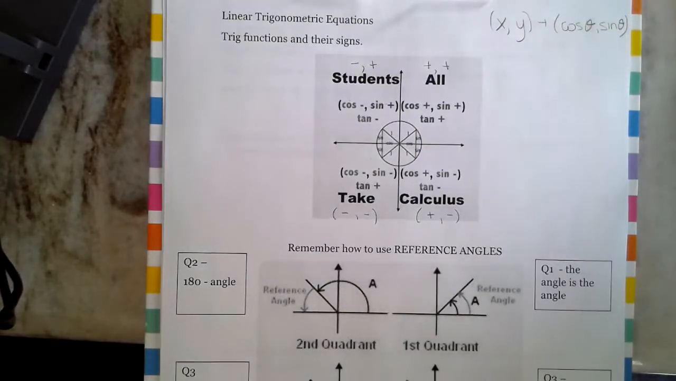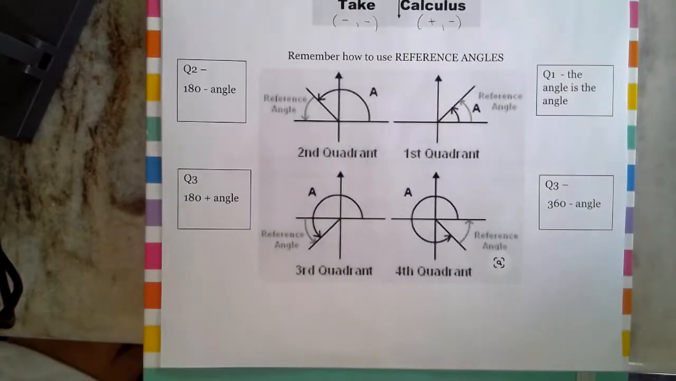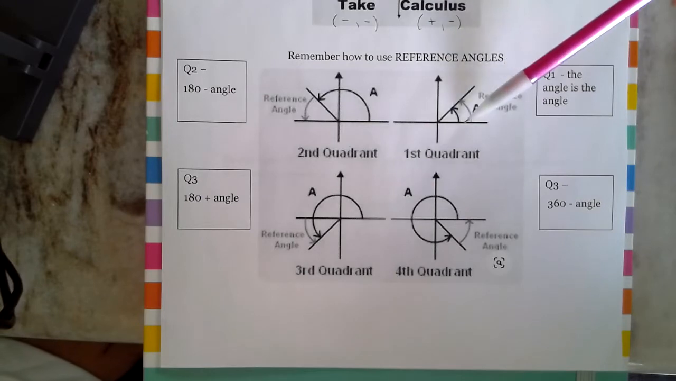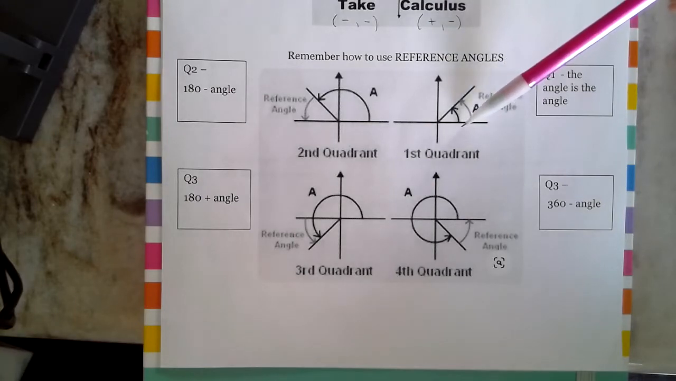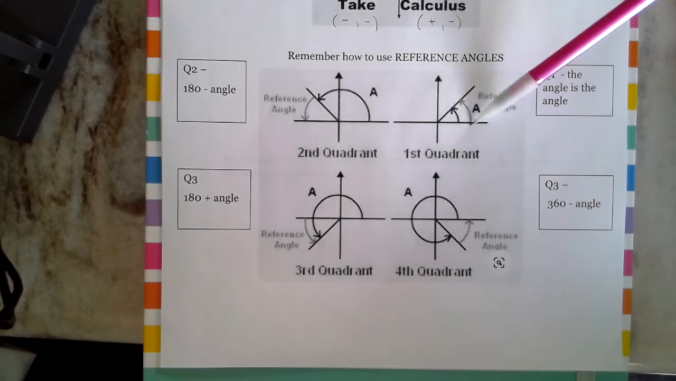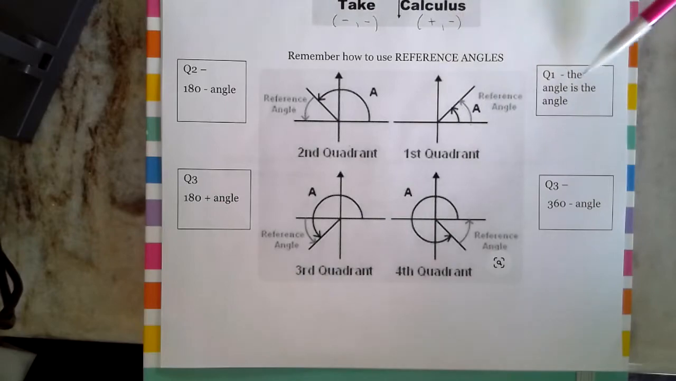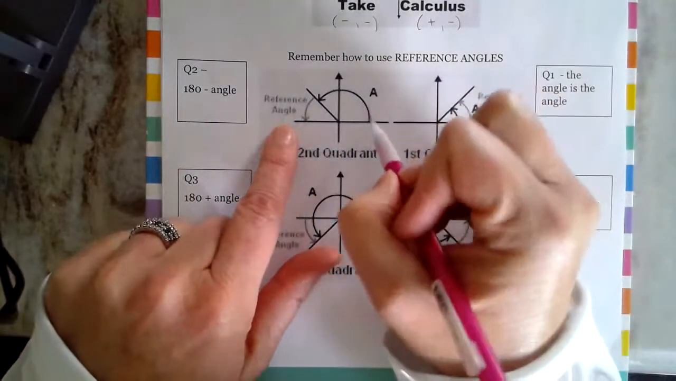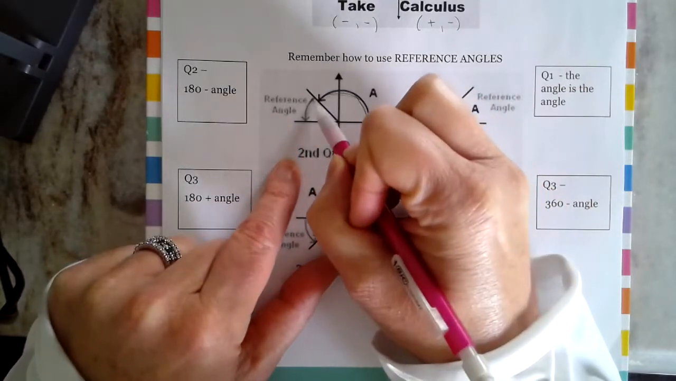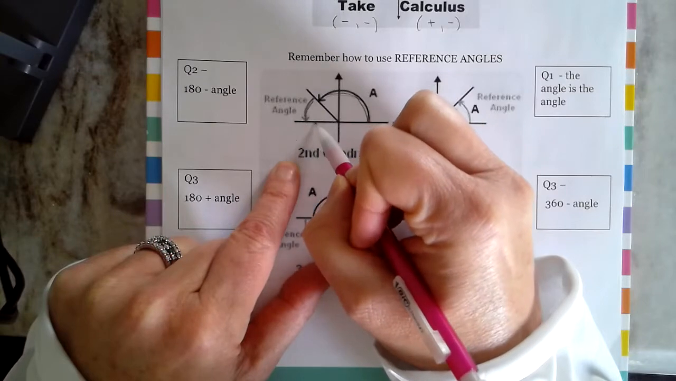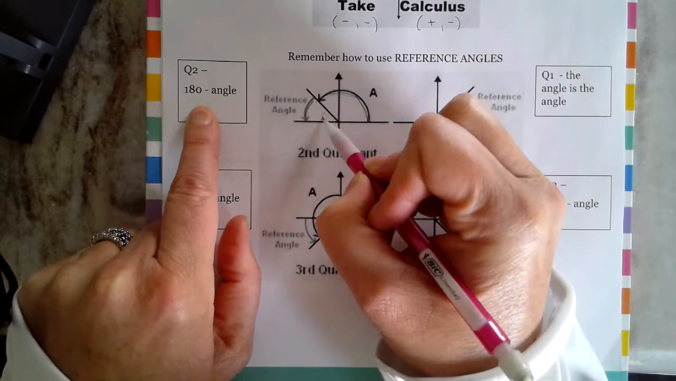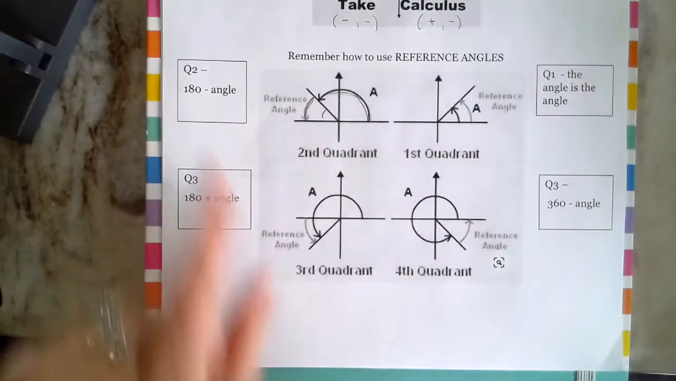All right, why does that matter? We have to talk about reference angles again real quick. Remember, a reference angle is the angle between your terminal side and the x-axis. In quadrant 1 it's super easy because the angle is just the angle. In quadrant 2, here is the angle we're talking about. Your reference angle is from the angle to the x-axis. Therefore, 180 minus this angle will give me the reference angle, and that's what we need moving forward.